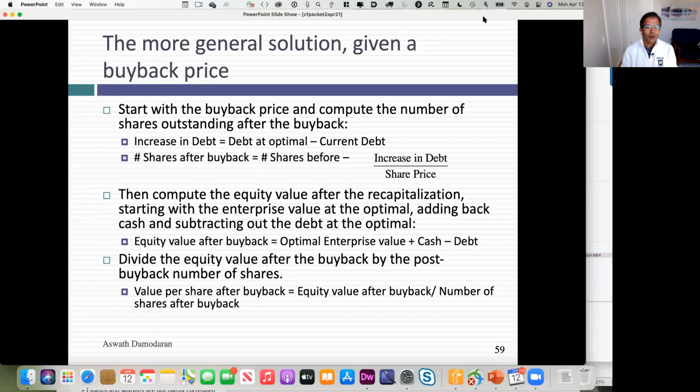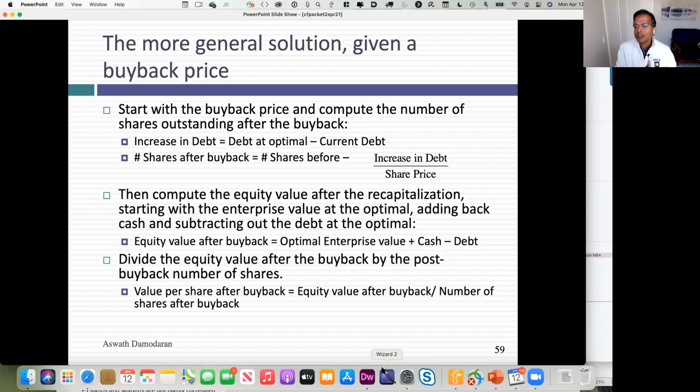In fact, here's the more general way to solve for who wins and who loses. First, you have to figure out how much debt you have to increase. In the case of Disney, that's 39 billion. Then you have to figure out how many shares you're going to buy back at whatever price you pick, right? 70, 75, 80, 85. That's going to give you the shares left over after the buyback. Then you compute what your equity value will be after the debt is borrowed. Remember, you're going to go out and borrow an additional amount. And the value per share you get after the buyback will reflect whether you're a winner by staying in the company or a loser.